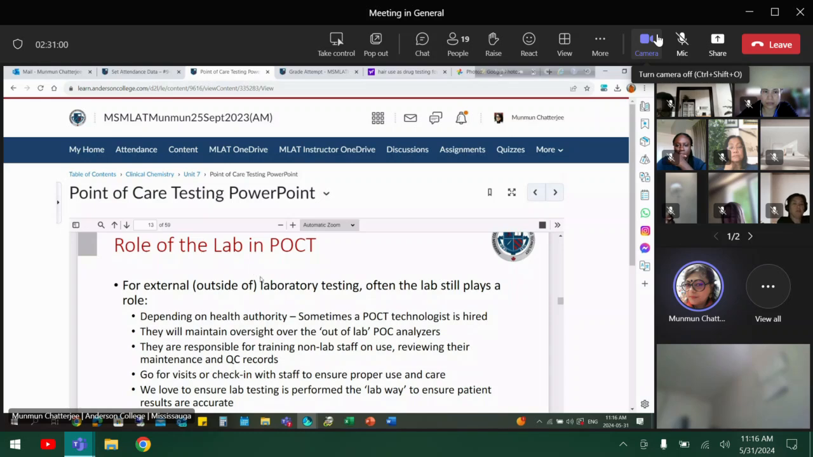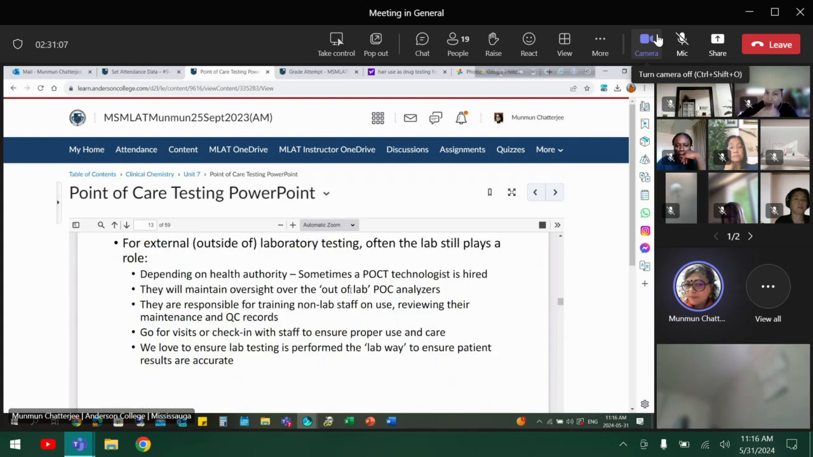Role of the lab in the POCT. Depending on the laboratory setting, the lab still plays a role. Sometimes a POCT technologist is hired to do the analysis. They will maintain oversight over the POC analyzer. Who is going to monitor who is using the POC analyzer? Whether QC is being done properly, whether the workers doing the POC testing are following the rules, documenting, and cleaning everything.